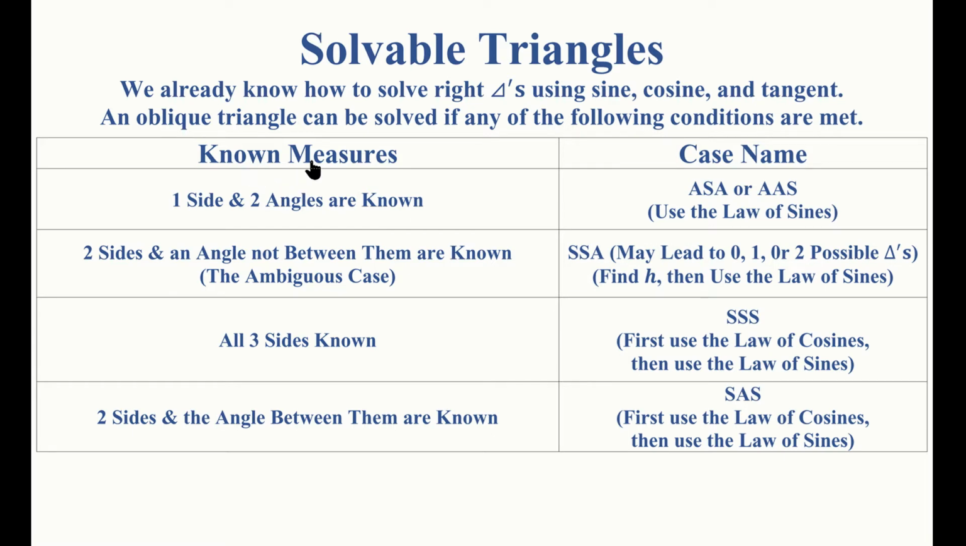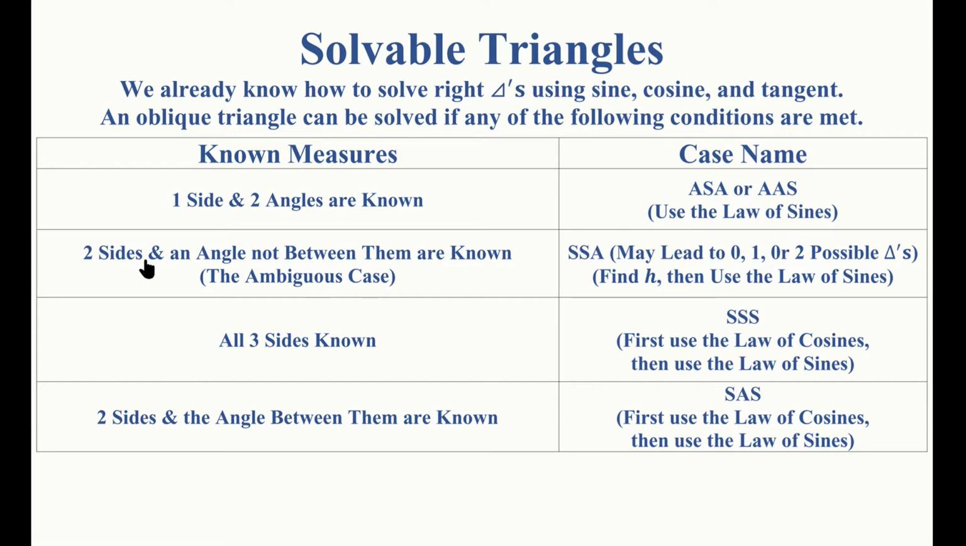The types of triangles that we can solve fall into a few categories. It all depends on what measurements we know. If we know the measure of one side and two angles, we have either the ASA case, that means two angles and a side between them, or the AAS case, where you have two angles and the side is not between them. Both of these are solvable situations, and we can solve both of those cases using the law of sines.